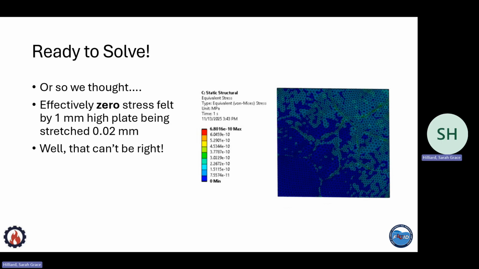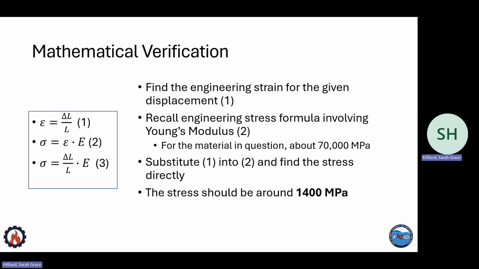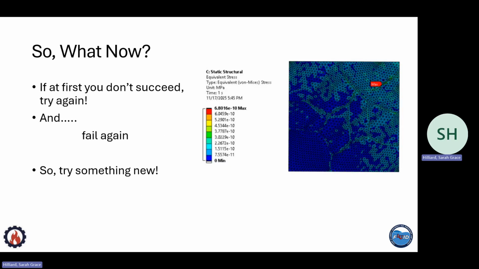So effectively 0 stress is being felt by this 1 millimeter high plate being stretched by 0.02 millimeters. Our intuition tells us that can't be right. So we did a quick mathematical verification just to have proof to aid our intuition that it was in fact not correct. Using engineering strain and engineering stress, as well as a typical Young's modulus for aluminum 2024 T3 of about 70,000 megapascals, we found that the engineering stress should be around 1,400 megapascals, which seemed a lot more logical than 0. So what now?